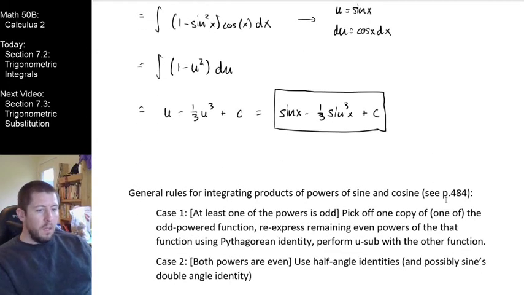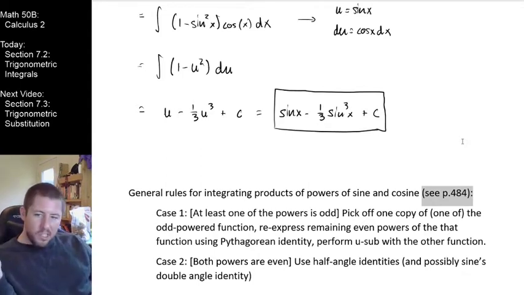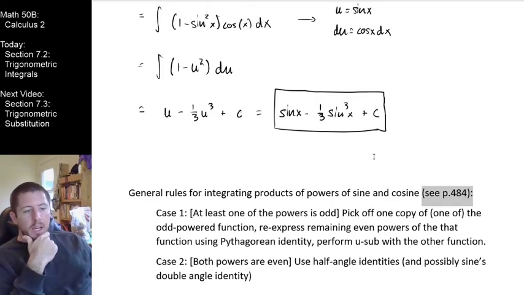Cool. So let's state some things that we saw here: general rules for integrating powers of products of sine and cosine. One thing I want to encourage you to do is go look on page 484 of your textbook. In there, they have a little red blocked-out section that lists some rules. They list the rules differently than I do; I rephrase them in alternative ways here.